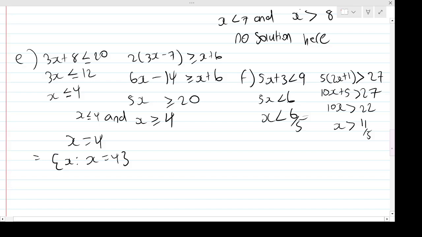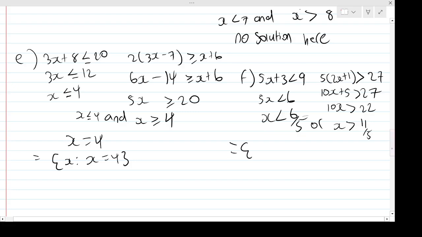So this is x less than 6 over 5, or x greater than 11 over 5. So it doesn't have to be both. We could combine them anyway, but it says or. So this means we simply need to write these two inequalities separately.